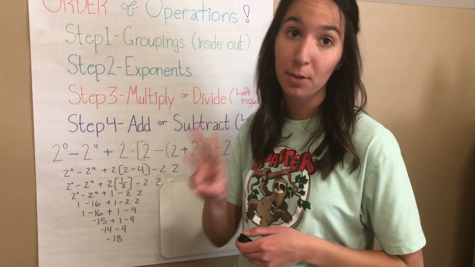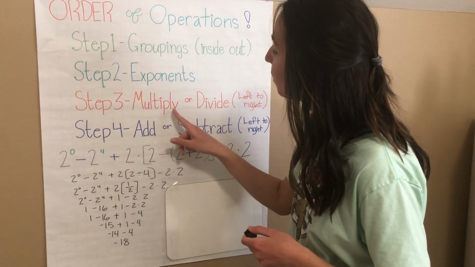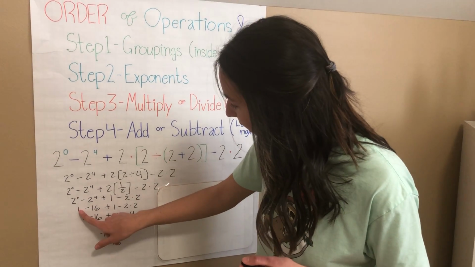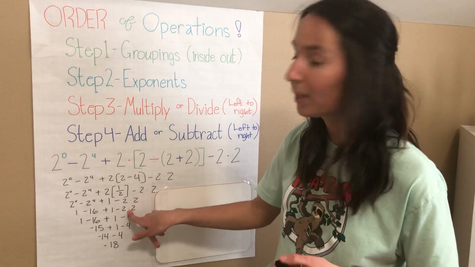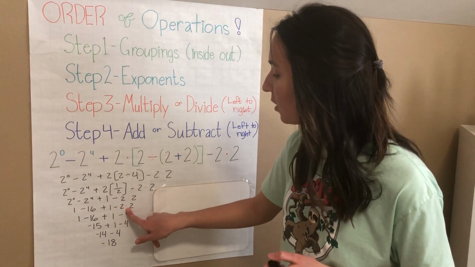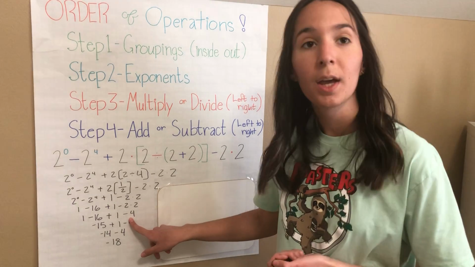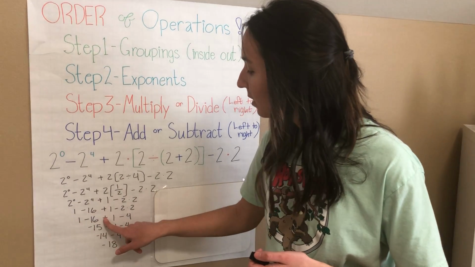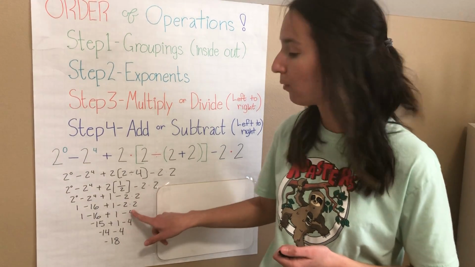Now we'll move on to step 3, which is multiplication or division, working left to right. So here we'll look and we'll see that all we have is multiplication, so that's what we'll do next. And 2 times 2 is 4. So now we have 1 minus 16 plus 1 minus 4.